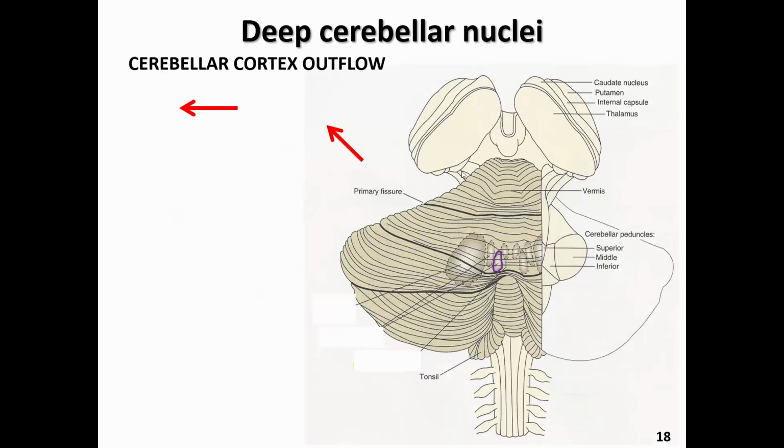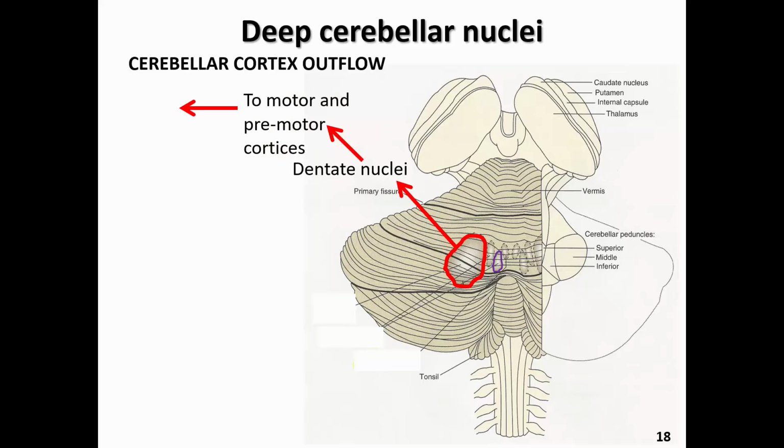If we take a closer look at the deep nuclei, we start with the most lateral, largest one, and that's the dentate nuclei. So housed over here are a number of cell bodies that will send out projections to the motor and the premotor cortices. So these are axons that will ascend towards the superior part of the nervous system to the frontal lobe, and these will influence motor planning and eventually the execution of motor tasks.